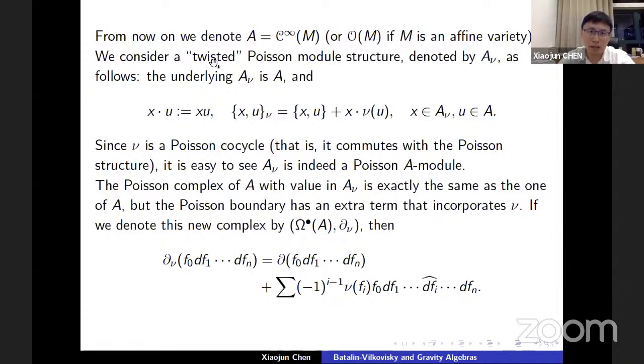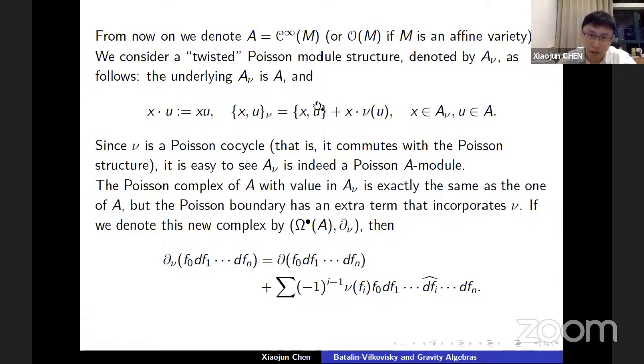So now let's consider the following twisted Poisson module on A itself, which is denoted by A_nu. It's given as follows. The underlying space of A_nu is A itself. The product of X in A with U, where U is in A, is the original one. But the bracket of X with U is a sum of two terms.